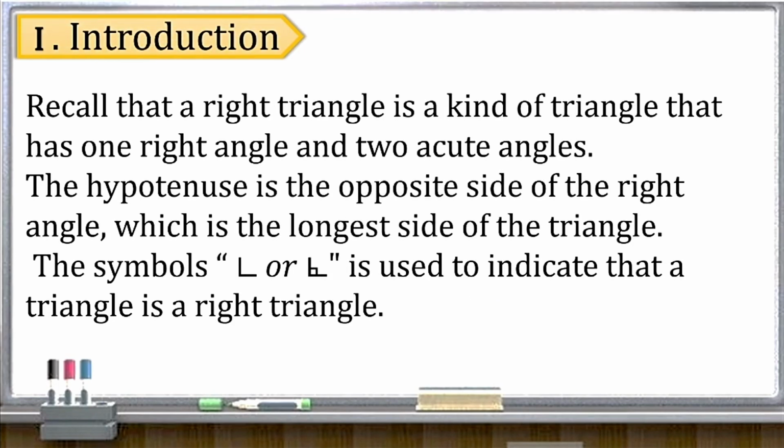Recall that a right triangle is a kind of triangle that has one right angle and two acute angles. The hypotenuse is the opposite side of the right angle, which is the longest side of the triangle. And this symbol is used to indicate that a triangle is a right triangle.